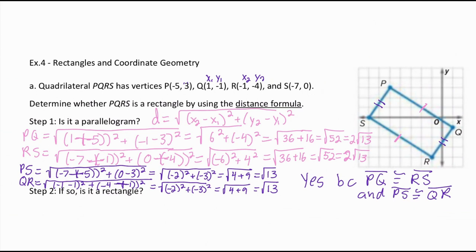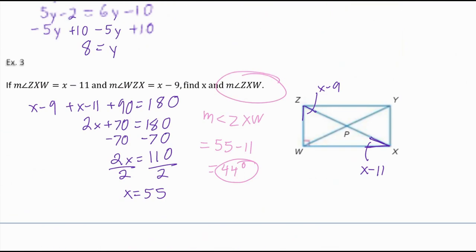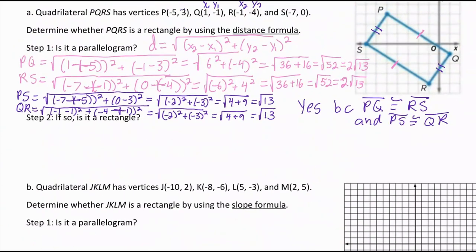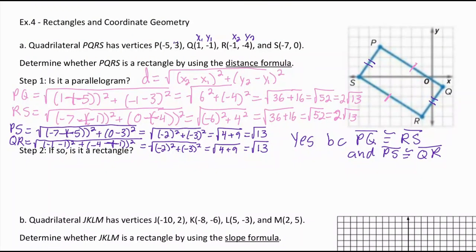What has to be congruent in order to prove something is a rectangle? Diagonals? The diagonals, right? Because back here we said a parallelogram is a rectangle when the diagonals are congruent. Okay? So now we want to see if the diagonals are congruent. So we're trying to find the distance of the diagonals now.